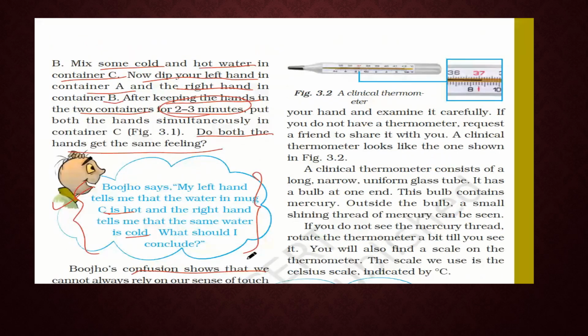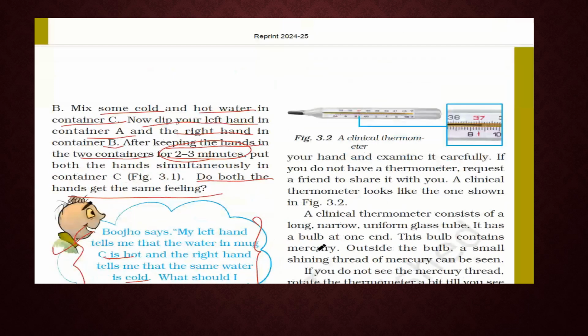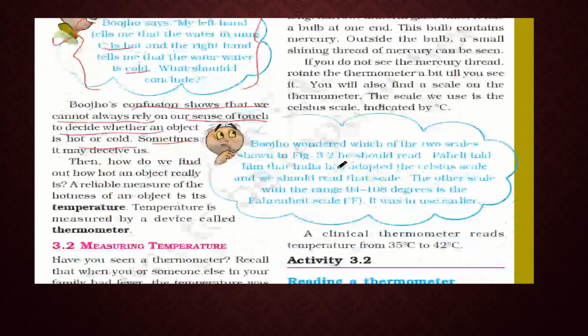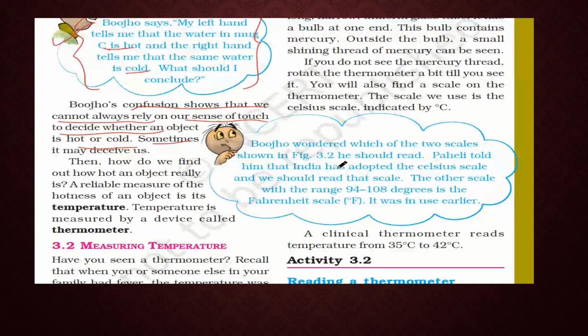So what should we do? We should examine it carefully, and if we are not able to decide whether a substance is hot or cold, then we should find a reliable measurement of the hotness or coldness of an object, that is, its temperature, by means of a device called a thermometer. So what is a thermometer? A thermometer is a device with which temperature is measured. That is the definition of a thermometer.